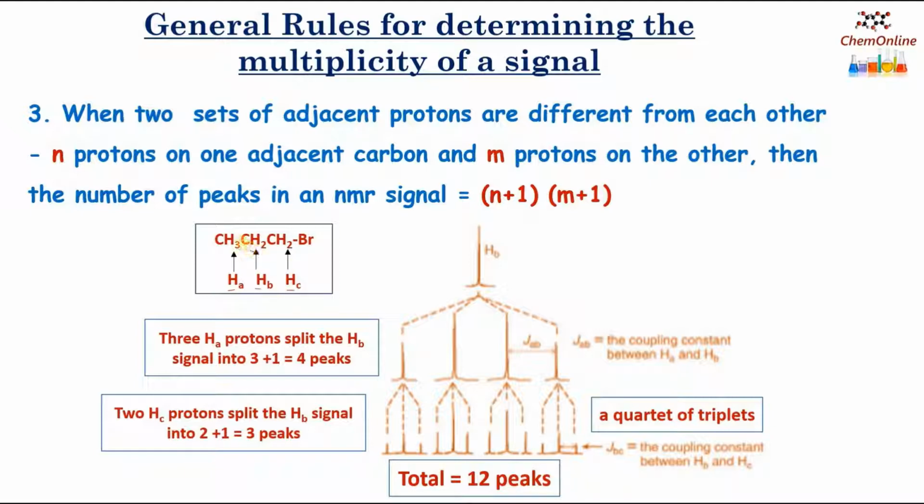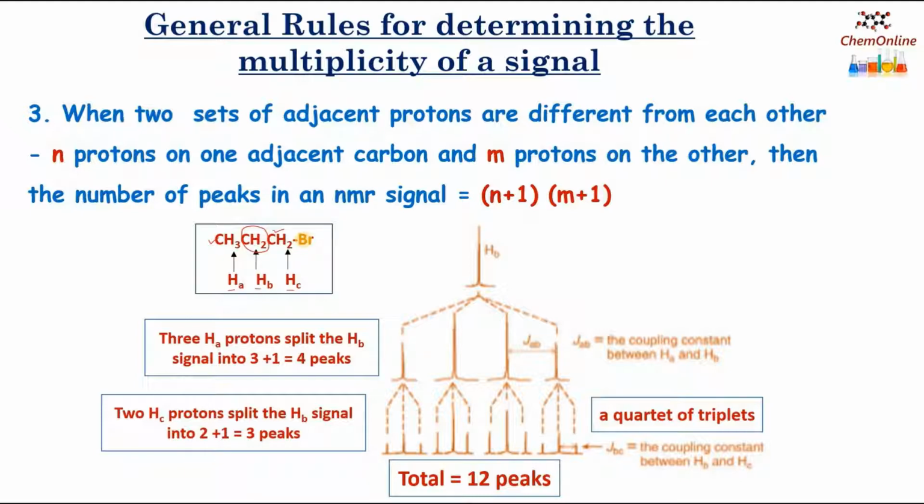Now consider the middle set of protons, that is the middle CH2 proton marked as HB. Now we have to find out what will be the number of lines in the peak due to this middle CH2 proton. So we can see that on one side we have a CH3 proton and on the other side we have a CH2 proton attached to bromine.